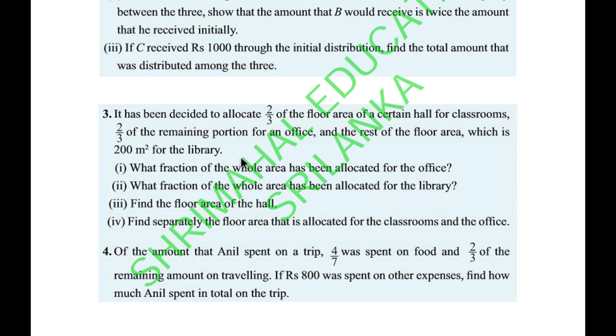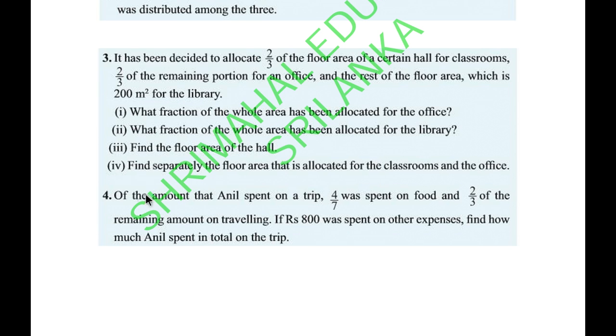I'm giving you the answers right now. Here it's 2/9. Roman number 2 is 1/9. The third one is 200 times 9, that is 1800 square meters. The fourth one: for the office it is 400 square meters, and the classroom is 1200 square meters. So we'll move on to the fourth question.